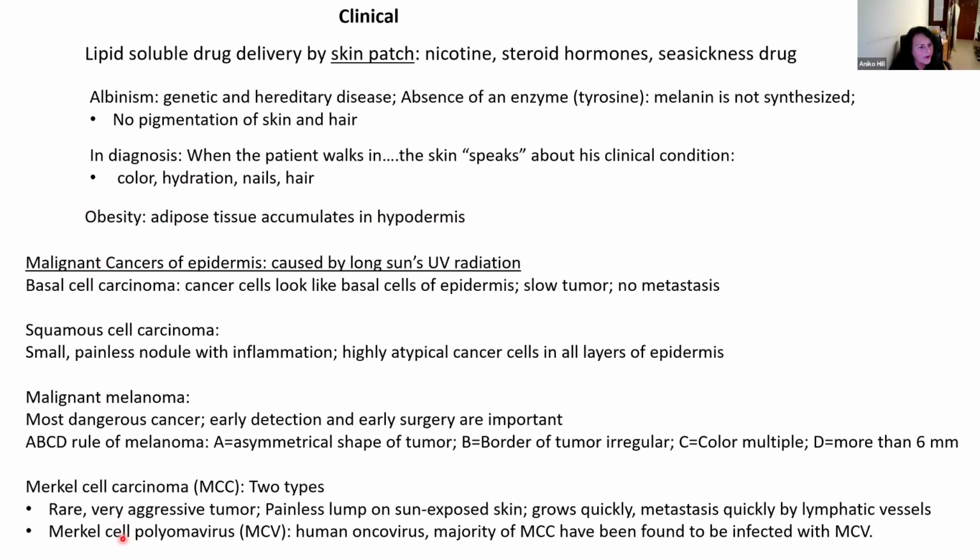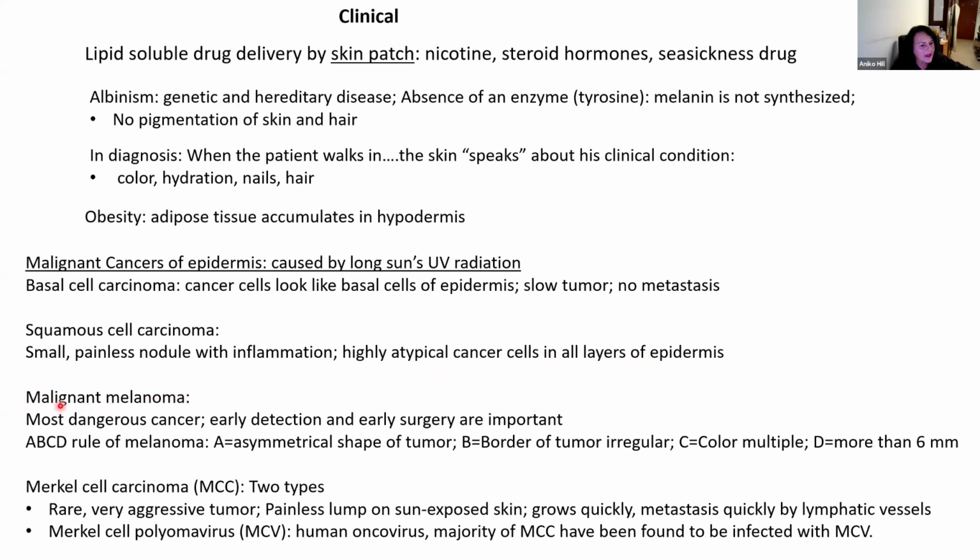Now, the next couple of guys are all related to cancers caused by often the sun's UV radiation, like basal cell carcinoma. And it's called that because it looks like the basal cells of the epidermis, but this is not very dangerous. It's a slow growing tumor, usually does not cause spreading or metastasis. Now, the squamous cell carcinoma is more vicious, a small painless nodule with inflammation on the skin, and it can show up in all layers of the epidermis.